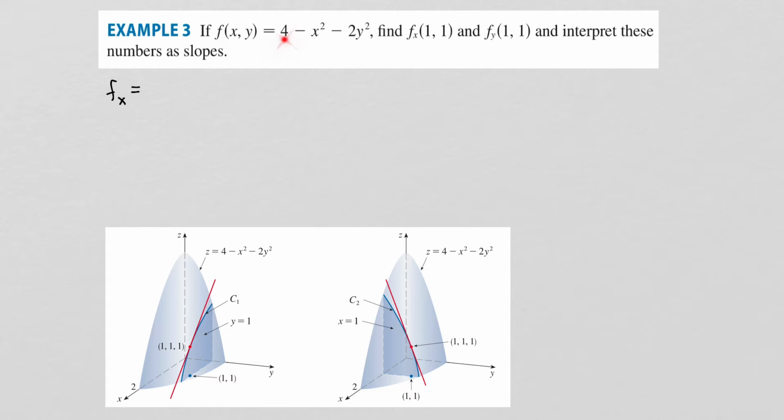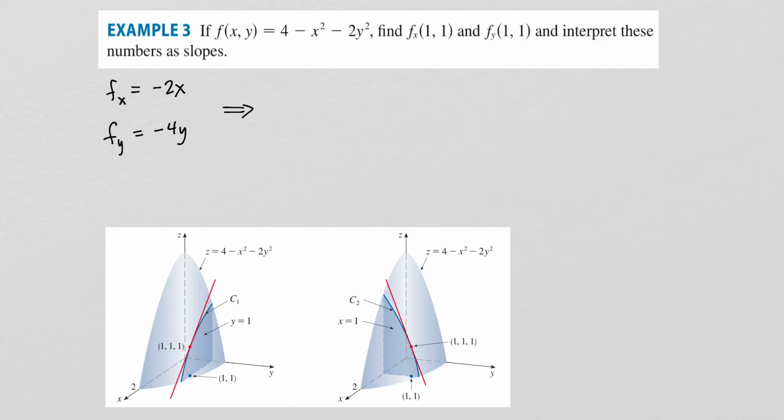The derivative of 4 is 0. The derivative of negative x squared with respect to x is negative 2x. And the derivative of negative 2y squared with respect to x is 0. The partial derivative with respect to y, well, the derivative of 4 is 0. The derivative of negative x squared is 0. And the derivative of negative 2y squared is negative 4y.